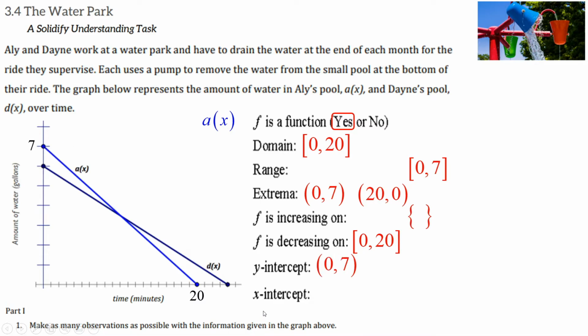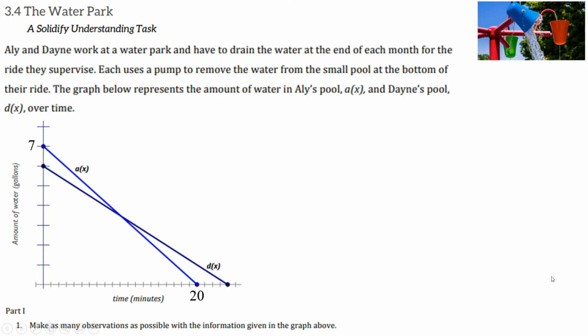And the x-intercept is the coordinates of the min right here, which was 20, 0. And there you go. So there's all the features. That's everything I can tell right here. Okay. So let's take a look at the next part right here. Oh, let's talk about d of x.